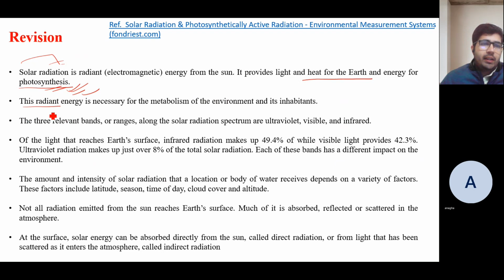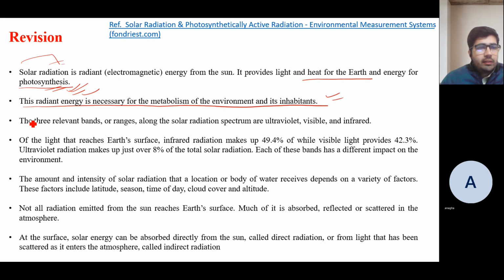So this radiant energy is necessary for the metabolism of the environment and its inhabitants. It's very important. If the radiant energy is not in a balanced form, then it will be very difficult, or you can say the metabolism of the environment and inhabitants will not be possible.